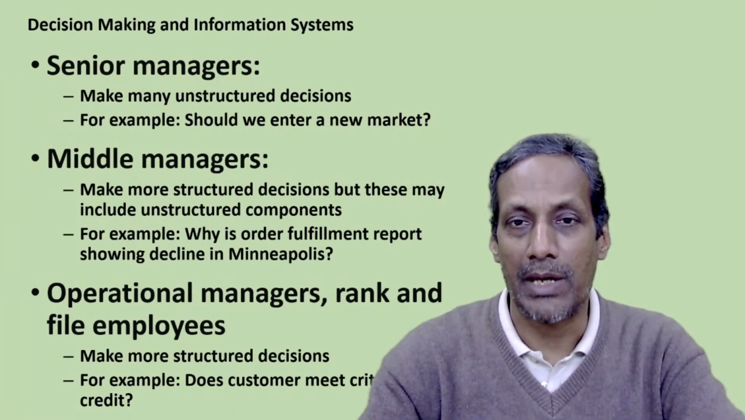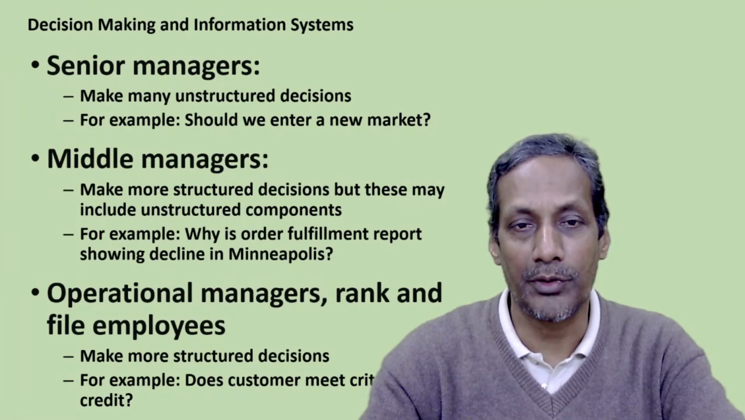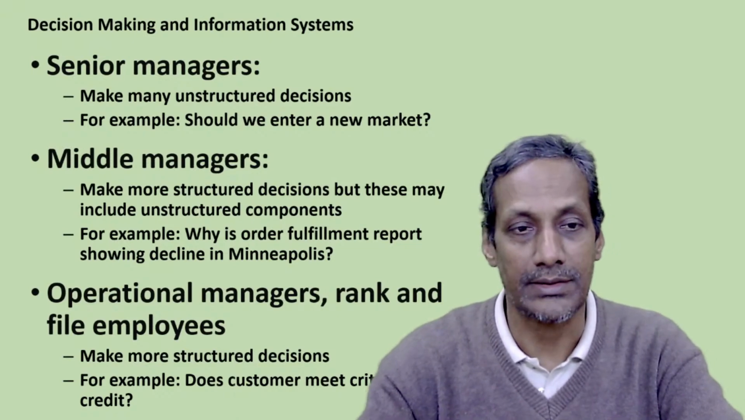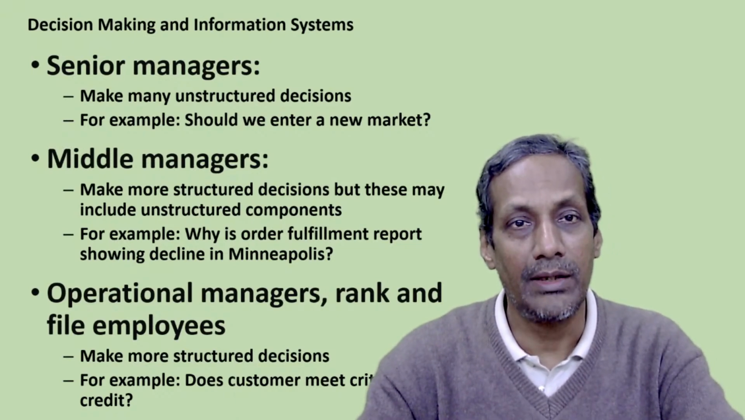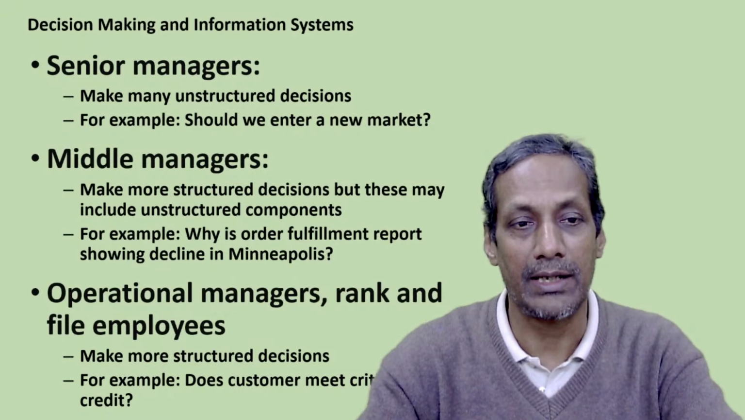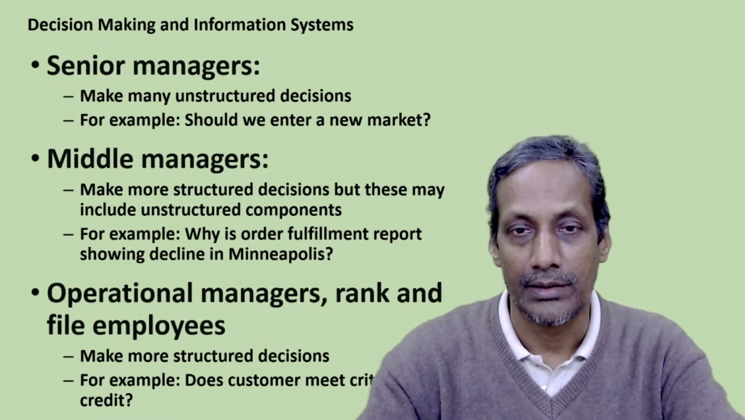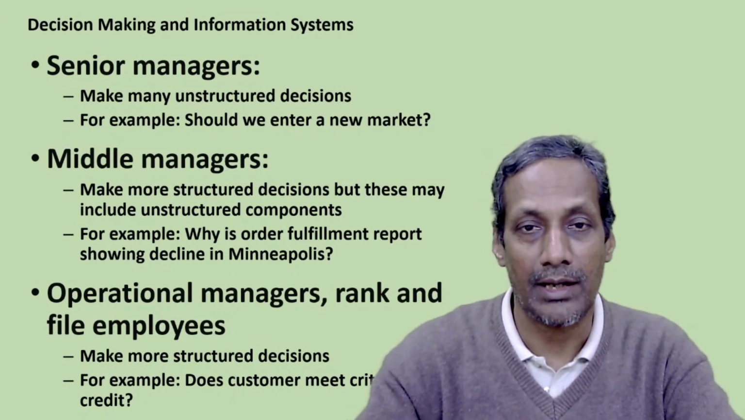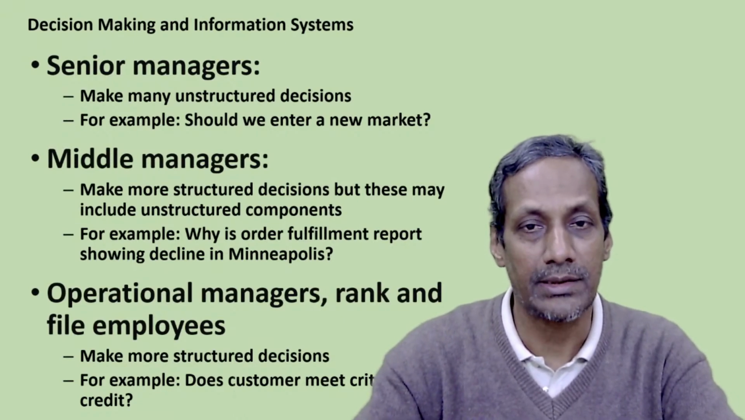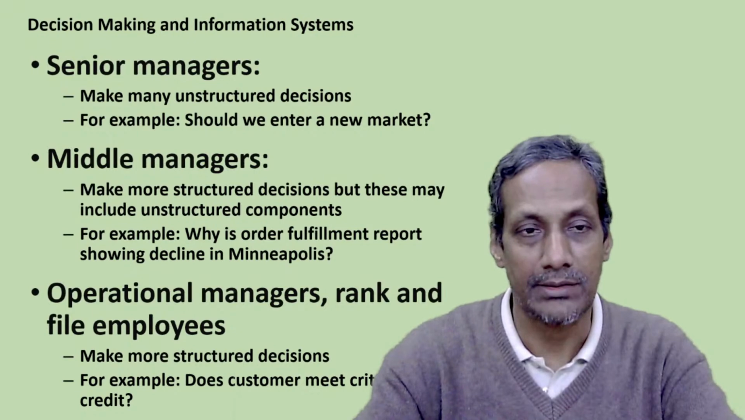And the operational managers, the supervisory managers, they make more structured decisions. For example, they would like to use an information system which can answer this kind of a question. Does the customer meet criteria for credit or not? Should I get a ticket at the railway reservation counter or not? Such questions can be answered by the information system through structured decision making by managers.